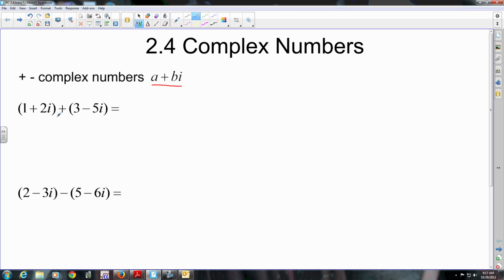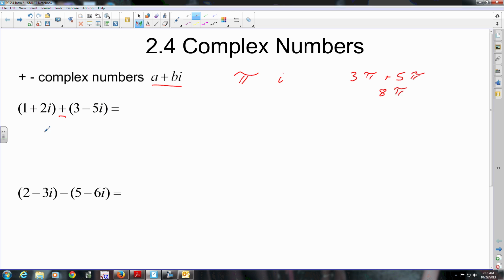So when you add them, it's kind of like treating i like a variable. Now, it's not. Pi is not a variable, it's a number. i is not a variable, it's a number. But if you had 3 pi plus 5 pi, you could treat it like a variable and get 8 pi. Treat it like a variable insofar as you're going to add like terms.